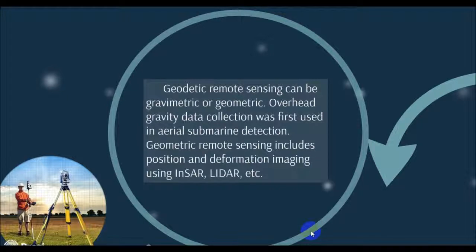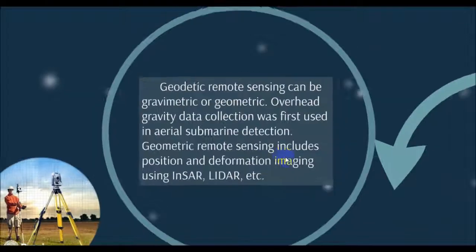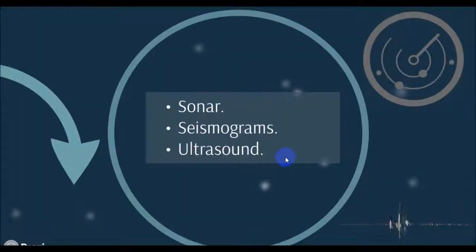Geometric remote sensing includes position and deformation imaging using InSAR, LIDAR, and so on. Also, sonar. Passive sonar, listening for the sound made by another object, a vessel, a whale. Active sonar, emitting pulses of sounds and listening for echoes, used for detecting, ranging, and measurements of underwater objects and terrain.